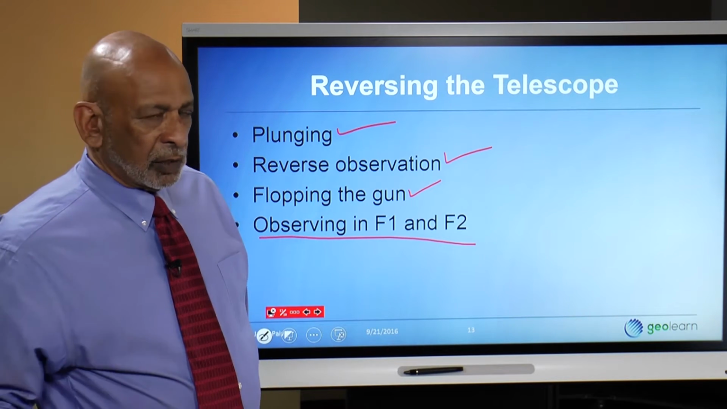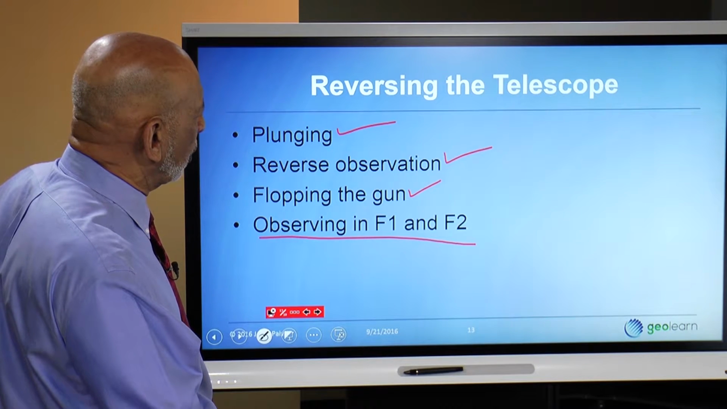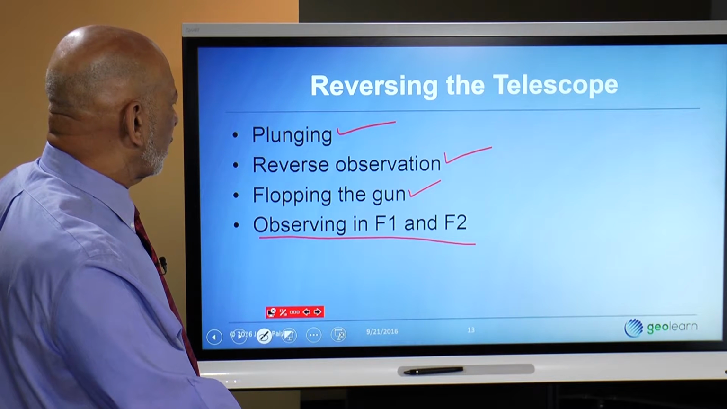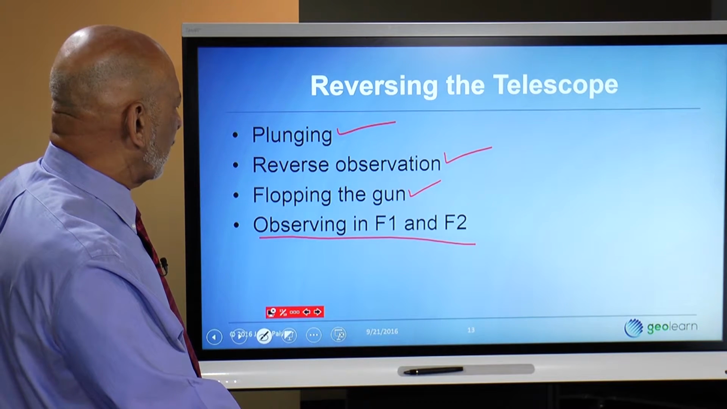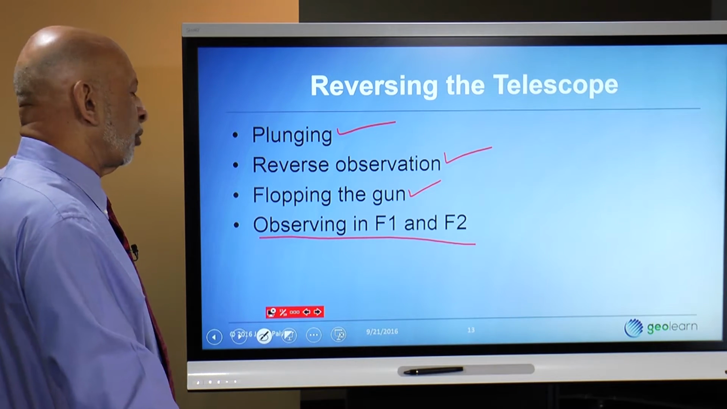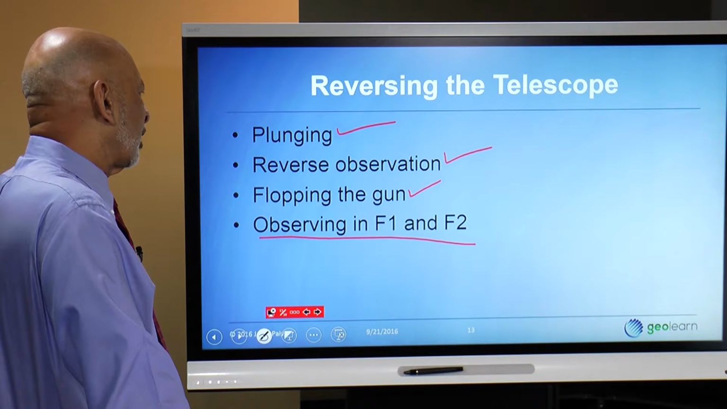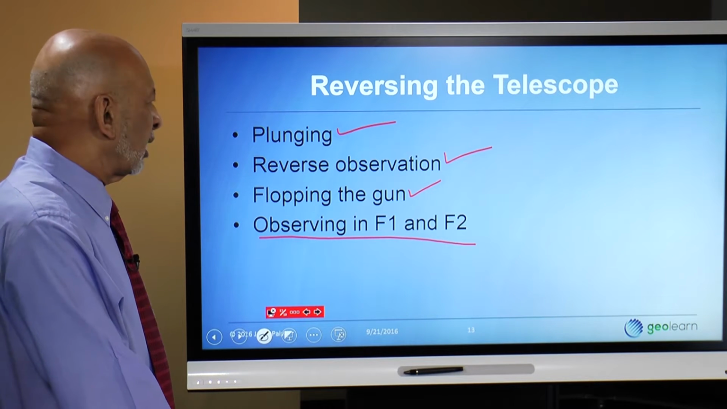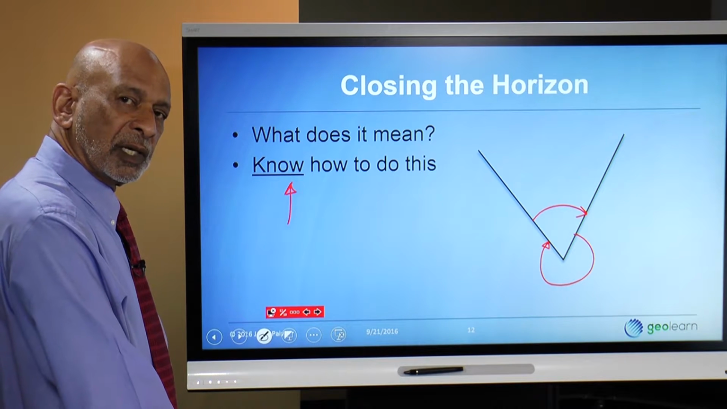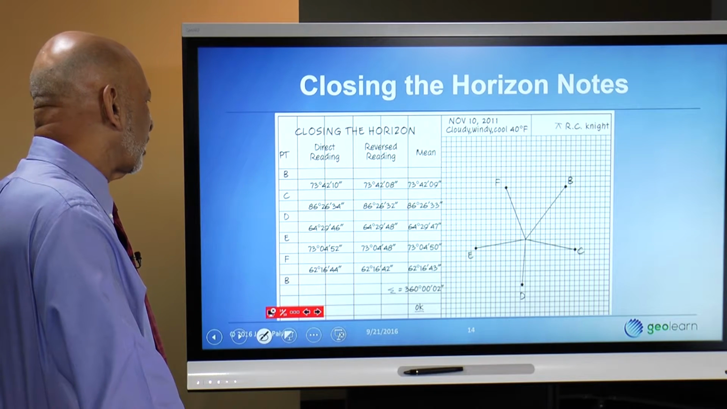So you need to know that observing in phase 1 and phase 2 has the effect of removing a whole number of errors that exist in the instrumentation. We won't go into these in detail, but you need to realize that there are errors always in angle measurement, and the only way to remove most of them, not all of them, is by observing in phase 1 and phase 2 and then taking the average of the result. And that, by the way, is in addition to doing something like closing the horizon. Now, you don't have to always close the horizon. We'll talk about that here in a second.